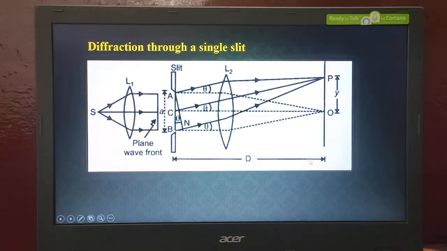Next, it has a central maximum which is surrounded by alternate bright and dark fringes. In the center we have central maxima, and around the corners, alternating to that central bright fringe, we have dark and bright fringes. I'll show how it will be. Next, the intensity of bright fringe decreases gradually from the central maxima as it goes away from the central maxima.